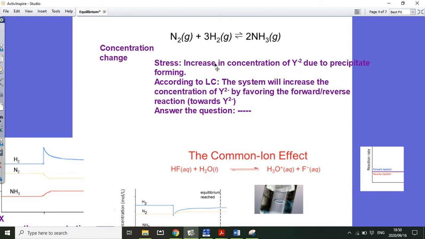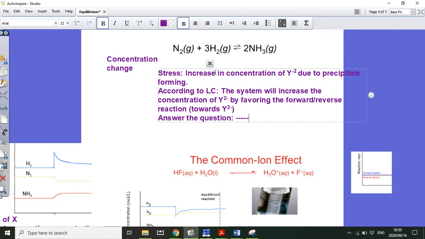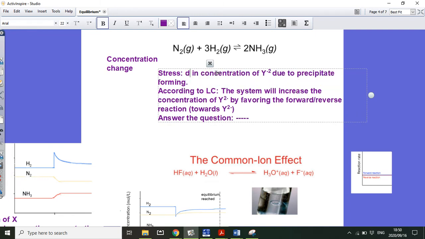So if you say that the stress is a decrease in the concentration of any ion, and the only reason why those ions decreased was because of a precipitate forming, then say that: a decrease in the concentration of those ions due to a precipitate forming, and therefore the system will increase those ions by favoring either the reverse or the forward, wherever those ions are, but towards those ions. And then you answer your question.